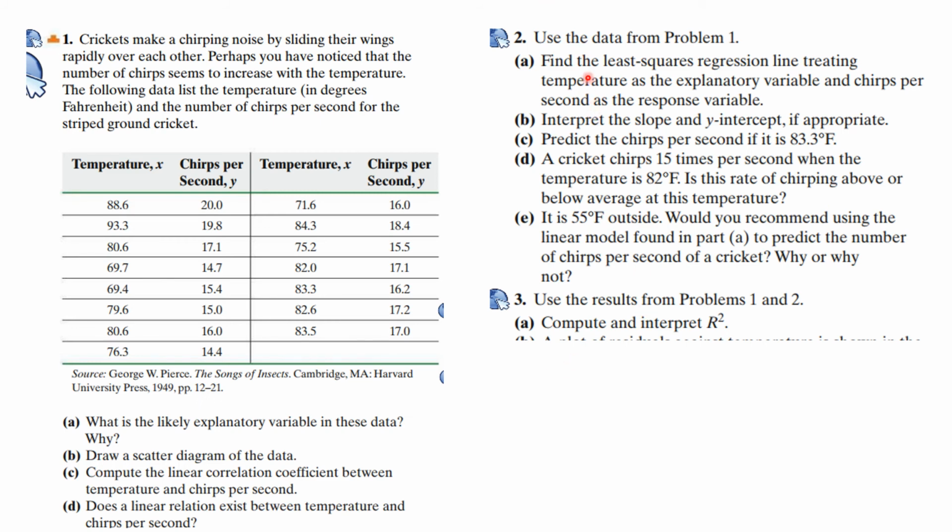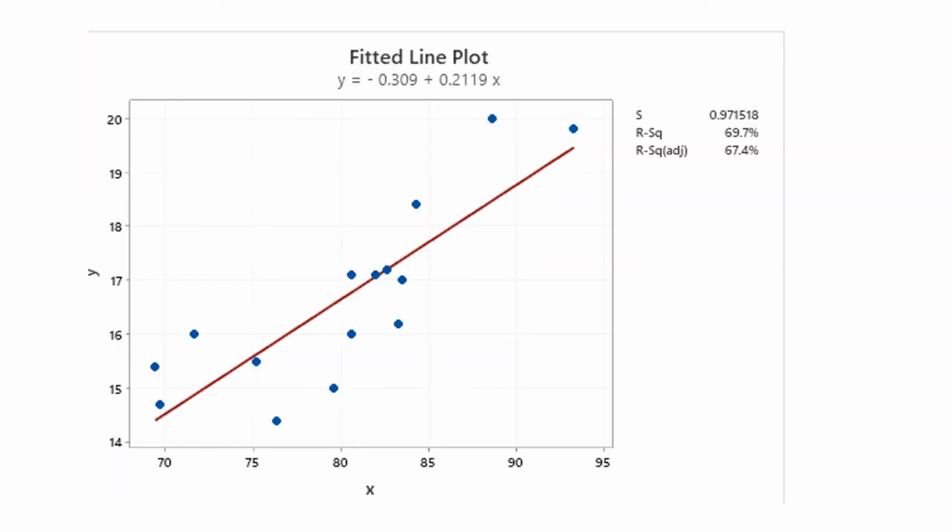Here the question is asked to find the least squares regression line treating temperature as the explanatory variable and chirps per second as the response variable. If we work through the calculations, we get this. The y-intercept ends up being minus 0.309, and the slope ends up being 0.2119. And here again, you can see that r squared is what we get if it was little r squared, and that is 0.697 or 69.7%. That is almost 70%.